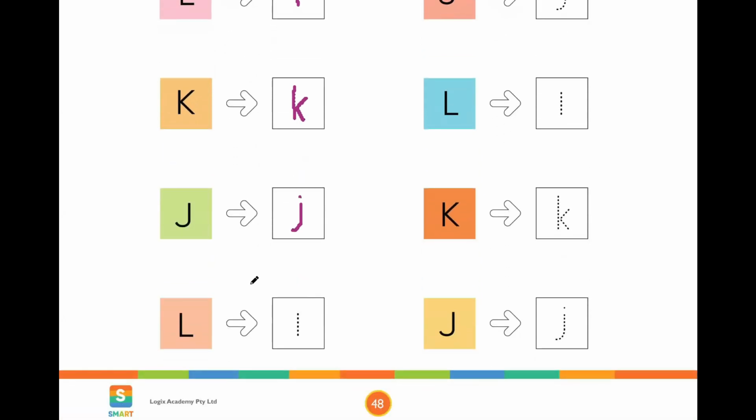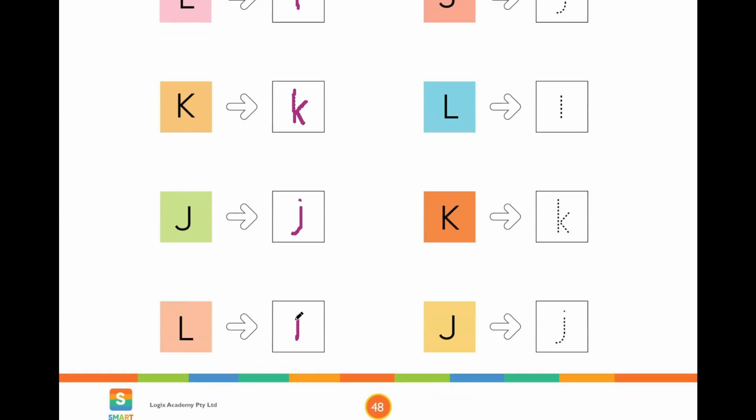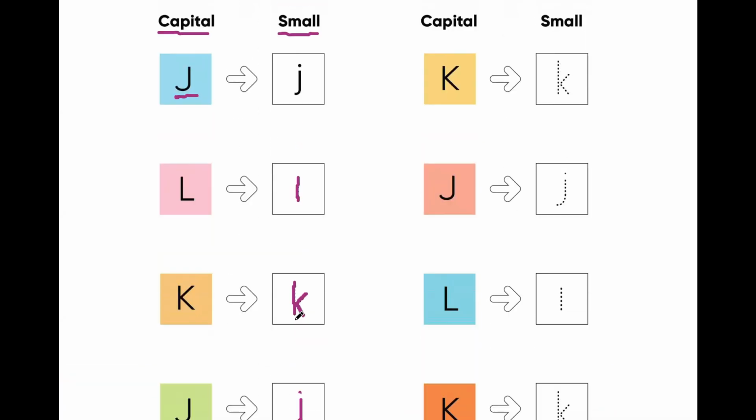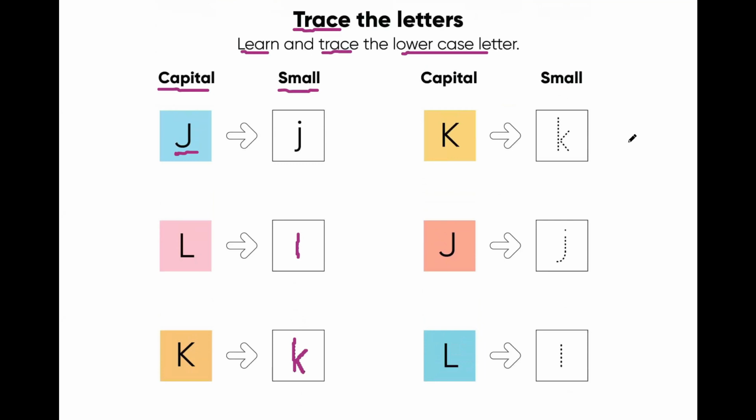Now let's move towards the last row. Here you can see that in this speech box we got a capital letter L that is converted into the lowercase or the small letter L. So for that we would start from this point and then stretch the line in the downward direction to complete the tracing of the lowercase letter L. So we are done with this task. Now let's move towards the second column.